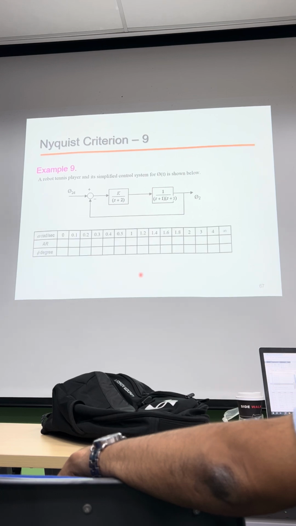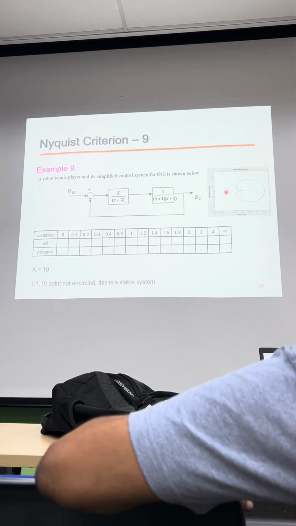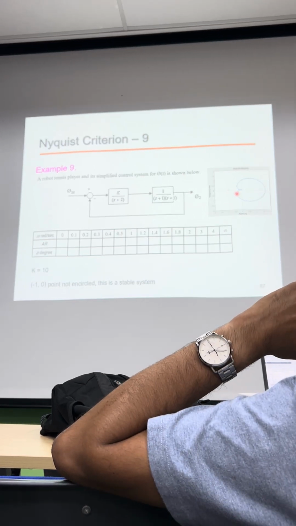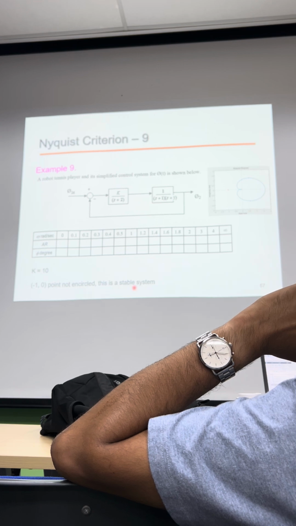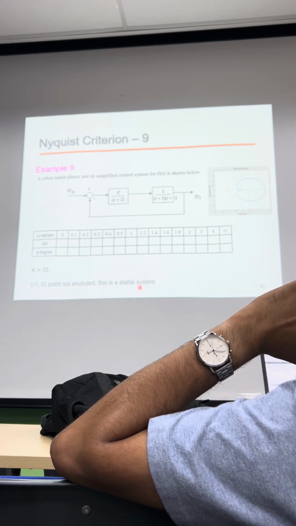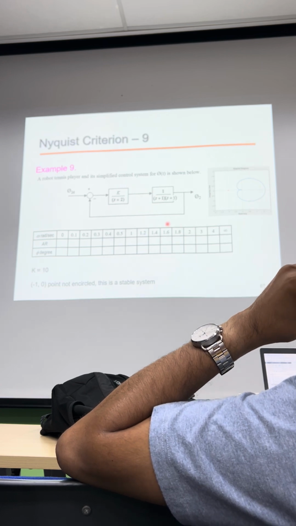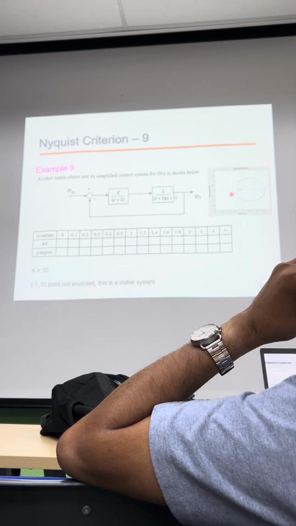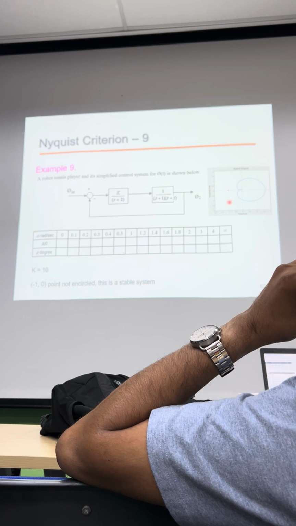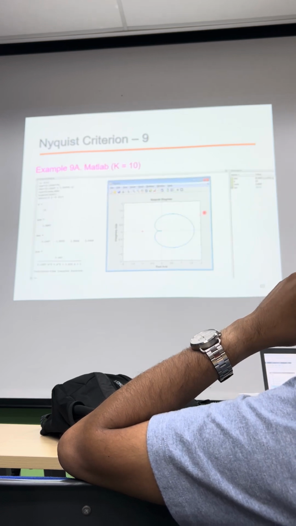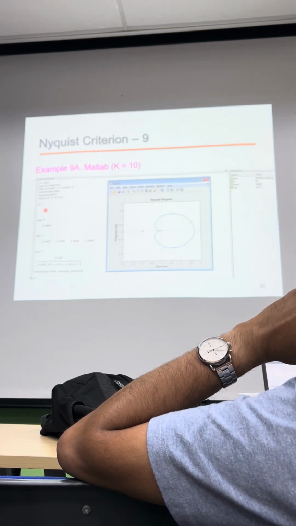Then put the tabular column and get the graph. And -1 is somewhere here, so obviously it is not encircling. The system is stable. For k equal to 10, this is a curve and it's not encircling, the system is stable. Now, you can have a closer look.